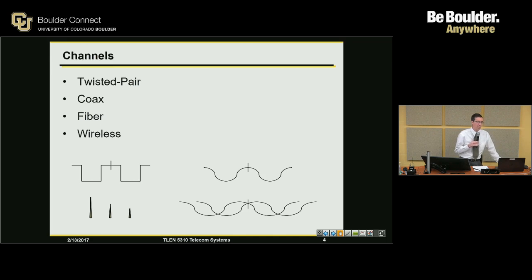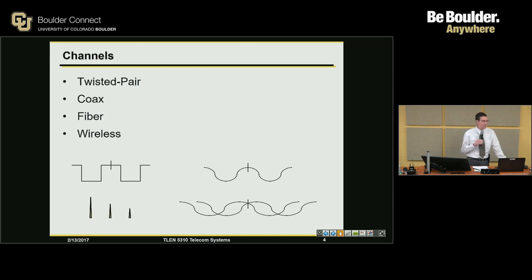So if I were in a greenfield situation and I was just going to base my technology choice on performance, I'd probably pick coax. If I wanted to base it on cost and installation ease, then maybe I'd pick twisted pair. So you always have those trade-offs that you get to deal with as an engineer.